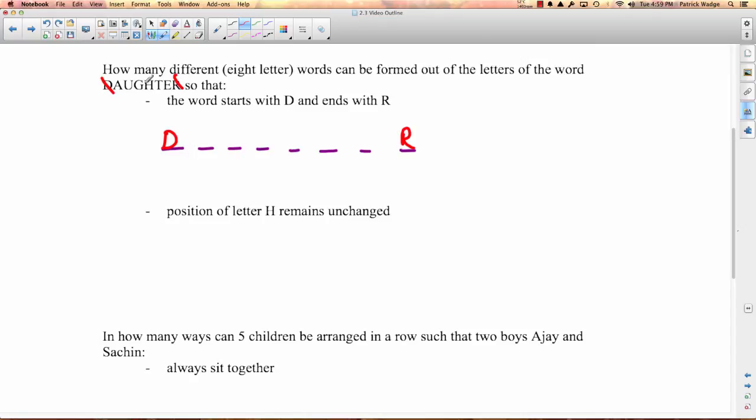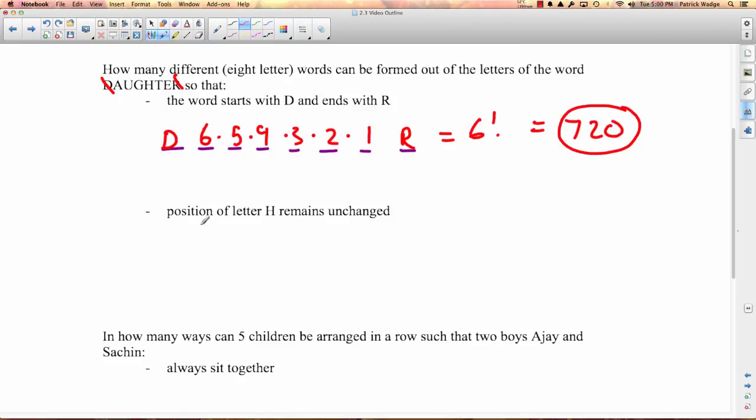But of the 6 letters that are left, how many could go right here? Any of the 6. So you'd have 6 possible letters here, and then it drops down to 5, to 4, to 3, to 2, to 1. Multiply them all together because of the fundamental counting principle. So you end up with 6 factorial. And 6 factorial, 6 times 5 times 4 times 3 times 2 times 1 is 720.